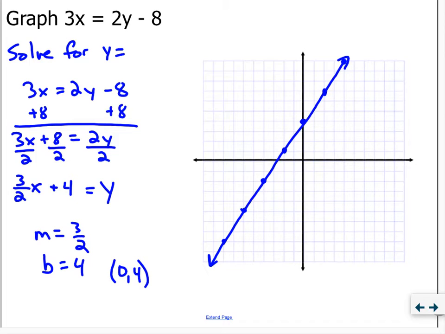Now, students always say, how do I label this? Doesn't matter. You want to put 3x plus 2y, or 3x equals 2y minus 8? Fantastic. You want to put y equals 3/2 x plus 4? Wonderful. I don't care which one you do, just label something. So hopefully this was a good reminder about graphing.